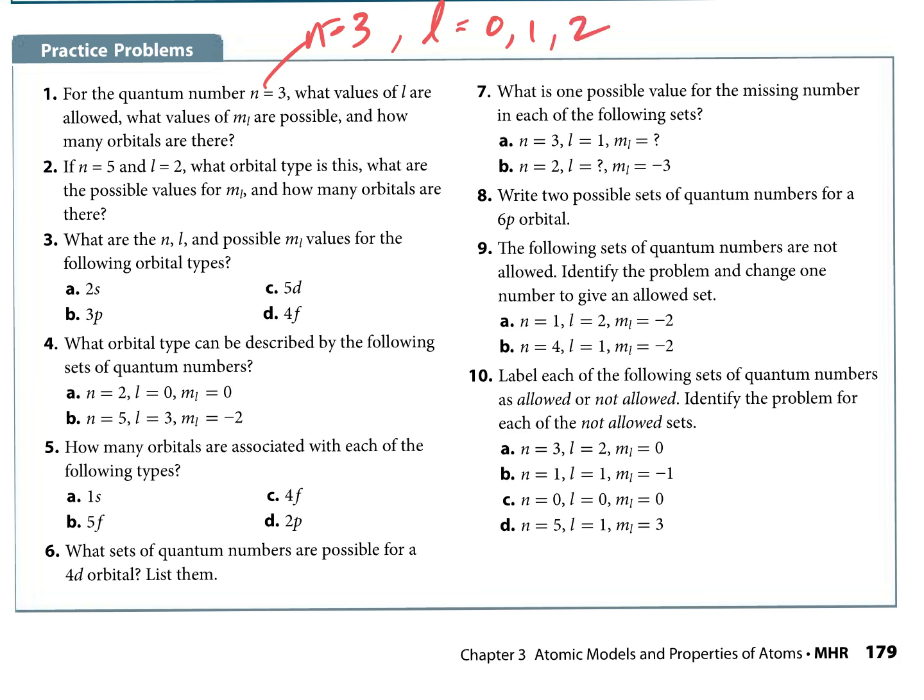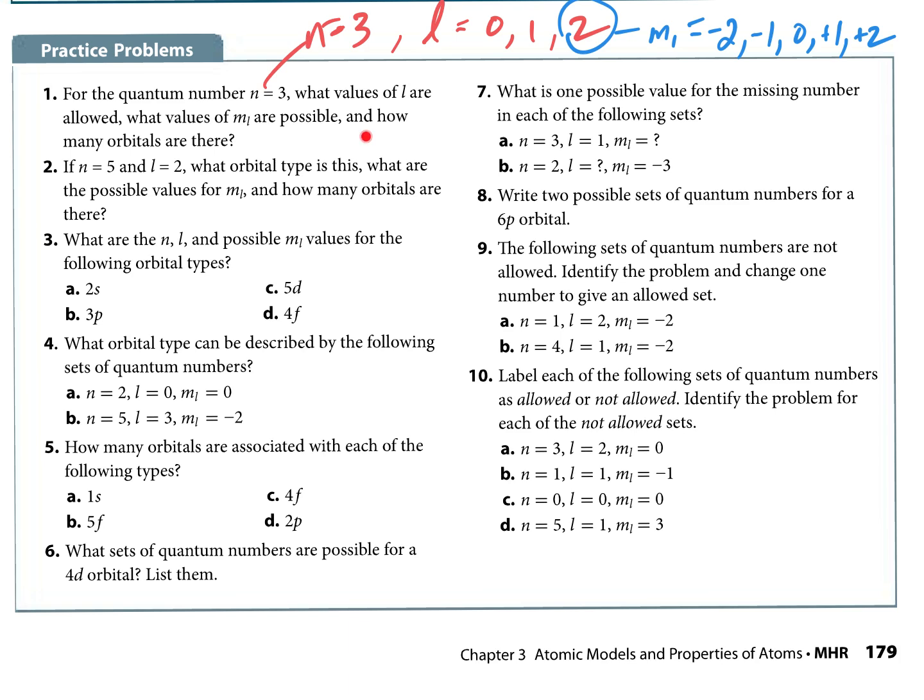The question further asks me, what are the ML values that are possible? Well, let's pick one of the values of L and work that out. Let's say L equals 2. If L equals 2, what are the possible ML values? Well, the coding rule says that ML always ranges from minus L to plus L. So if I start with minus 2 and write all the integers in between minus 2 and plus 2, that'll be my possible ML values.